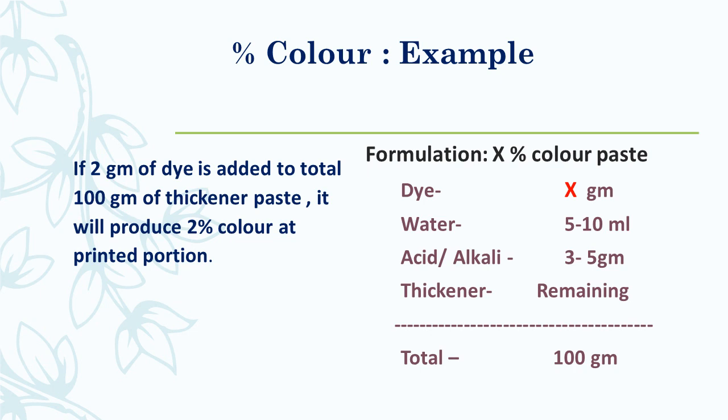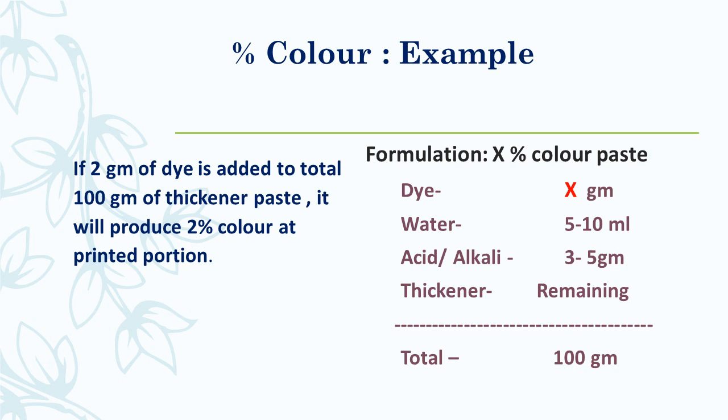Now let us see, here one recipe is given in front of you. All the time we have to take dye as a coloring matter, water as a solvent, generally it is used. Dependent on the dye, we may have to add other ingredients in the paste like acid, alkali, oxidizing agent, reducing agent, and the essential ingredient is thickener.